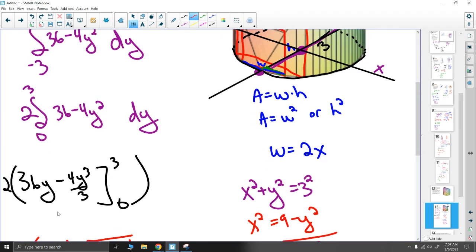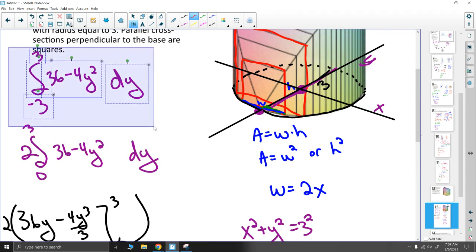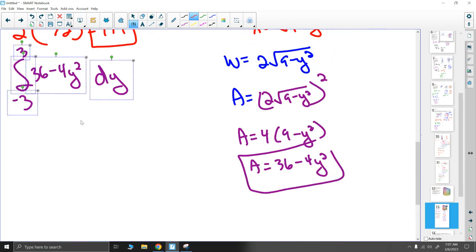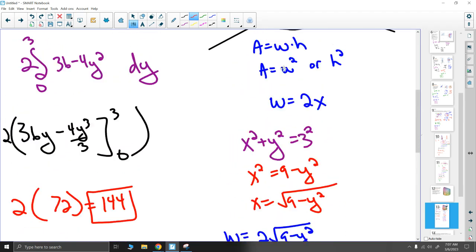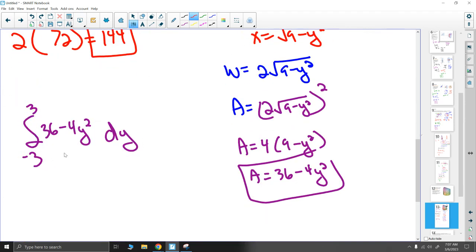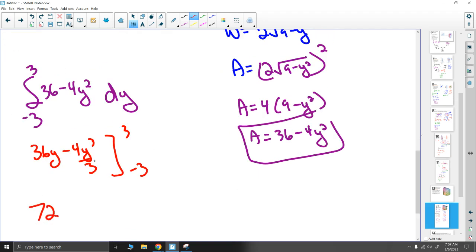Now let's double check that Andy didn't do something wrong with this by doing it from -3 to 3. Just because again, that's technically what's happening in my drawing, where I set the center at the origin. That's just easier to describe, with the center at the origin. So if we take this from -3 to 3, again, this is 36y minus 4y cubed over 3 from 3 to -3. So the 3 was 72, that's what we got in the first one.